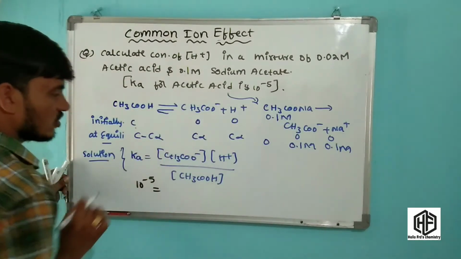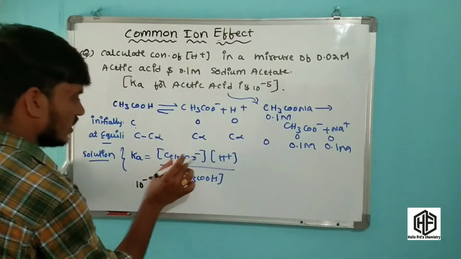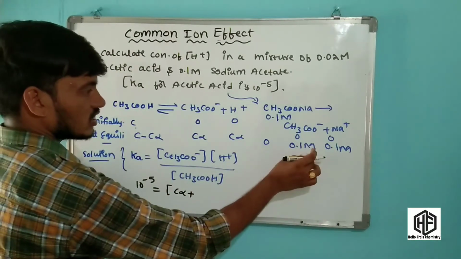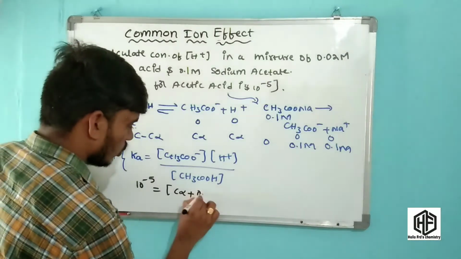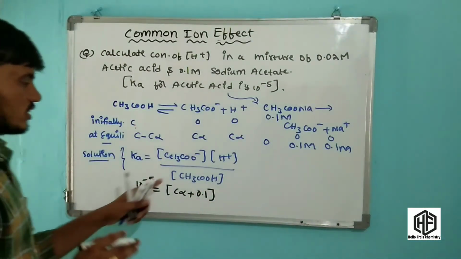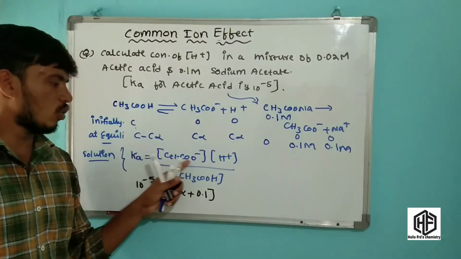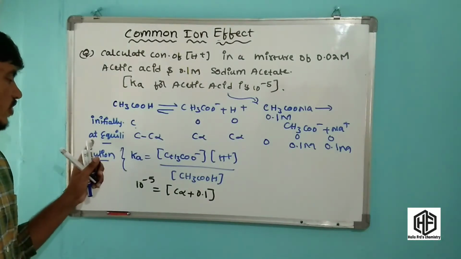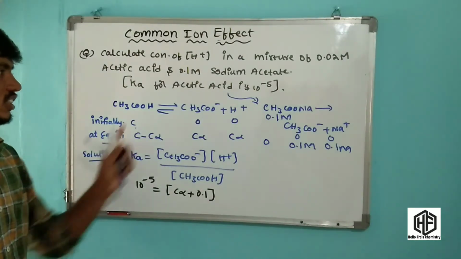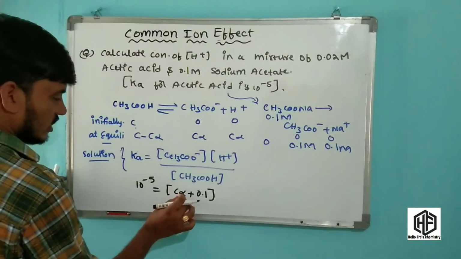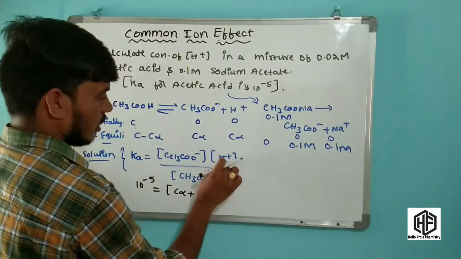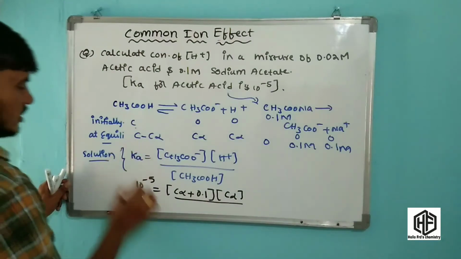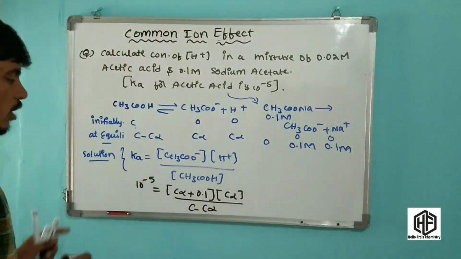Now what is the concentration of CH3COO minus? The concentration of CH3COO minus is C alpha plus 0.1. This is the very important step. The concentration of CH3COO minus is C alpha plus 0.1. It means the solution at equilibrium has a strong electrolyte and a weak electrolyte present. H plus is C alpha, and CH3COOH is C minus C alpha, friends.